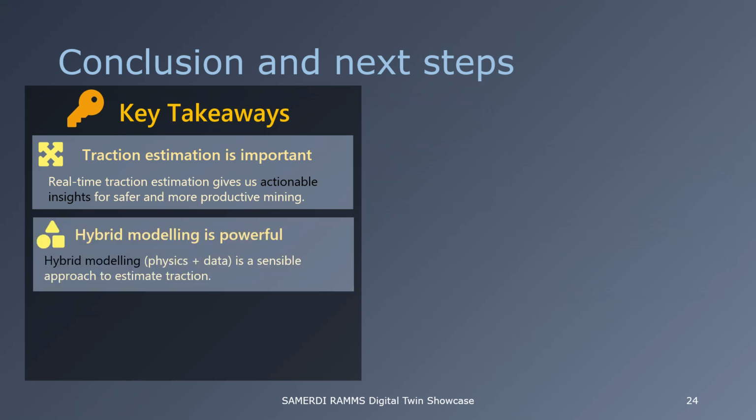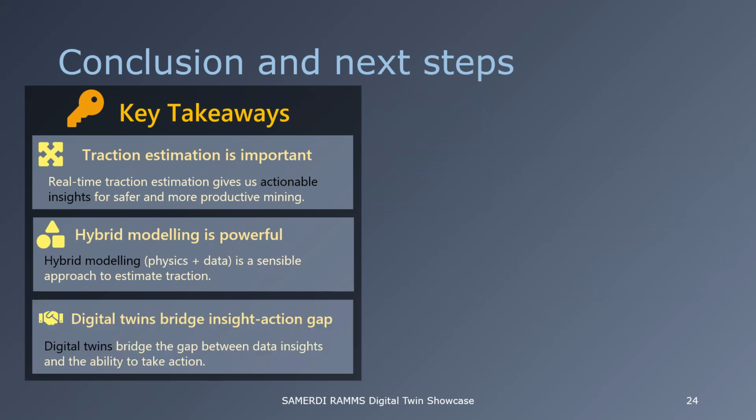Secondly, I'd like to remind you that what we followed here is what we call a hybrid approach. It's modeling physics, but also keeping this physics updated with data as it becomes available. So hybrid modeling is quite a powerful paradigm, and in this case, it was a sensible approach to estimate traction.